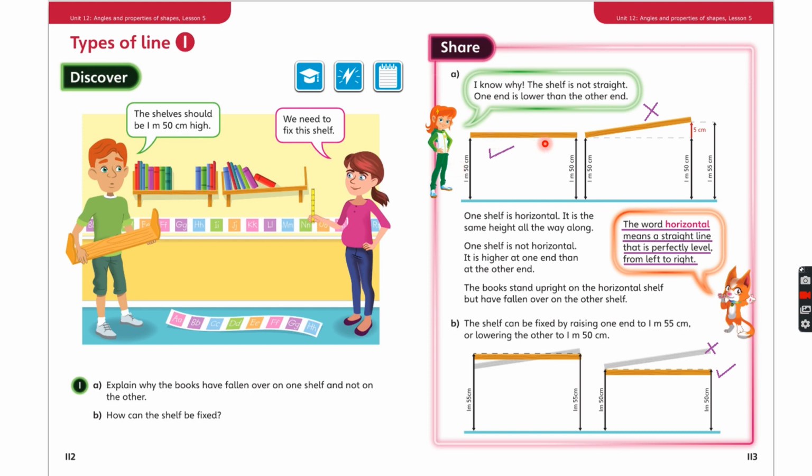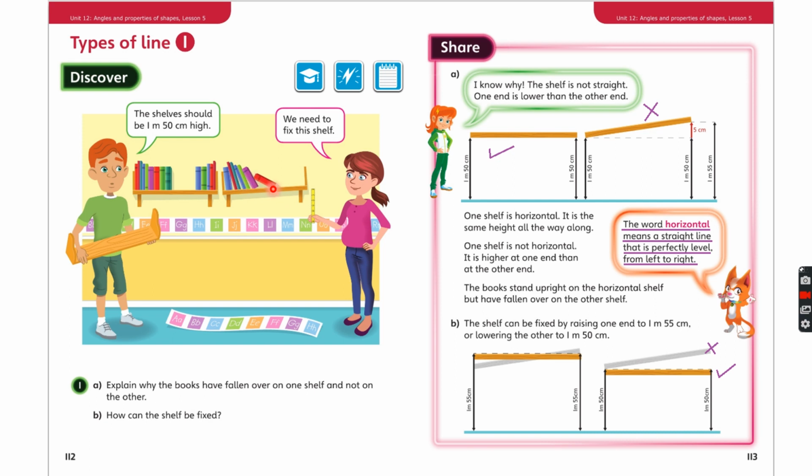If you look at this shelf, the first one, look at the distance at the left side and the right side. They have exactly the same level or distance, 150 centimeters, and here 150 centimeters. So this one is perfect. Look at all the books, they are perfectly correct in their places, nothing will happen. But if you look at the second one, it's not correct. All the books are falling down, falling over.